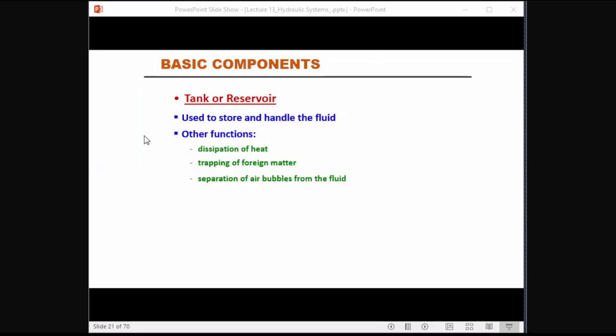Then here you can see the description about the tank or reservoir used to store and handle the fluid. This tank is used to store fluid and also to handle the fluid. Then here you can see other functions: dissipation of heat, trapping of foreign matter. Separation of air bubbles from the fluid. These are additional functions.